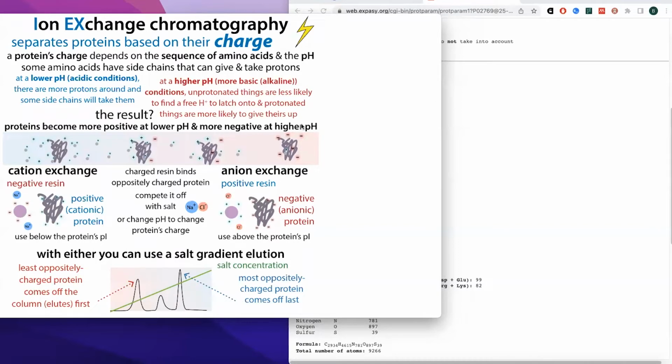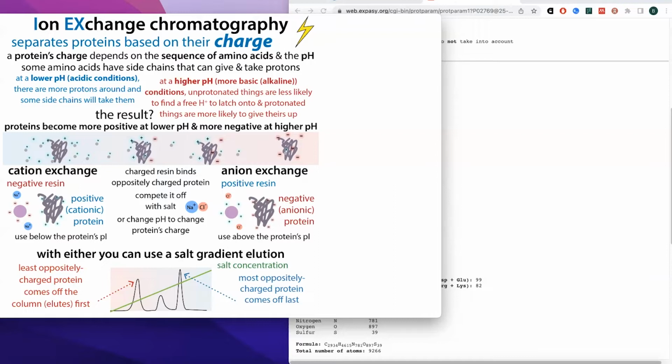We can use a technique called ion exchange chromatography, where we separate proteins based on their charge using little beads in columns. We call these little beads resin. We have these columns filled with this resin, which is either positively or negatively charged, and then we flow our protein through. We want to make sure that our protein is going to be oppositely charged to the resin at the pH that we are using. So we want to know, is our protein going to be positively or negatively charged?